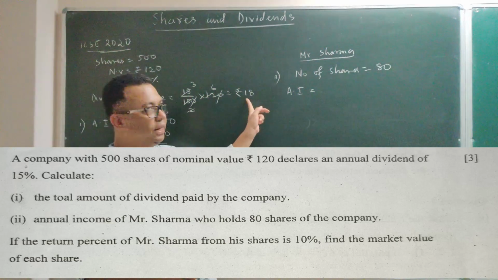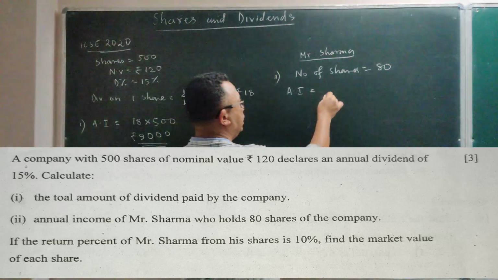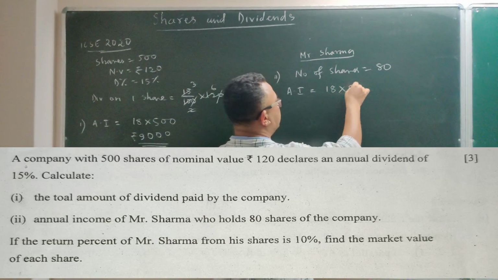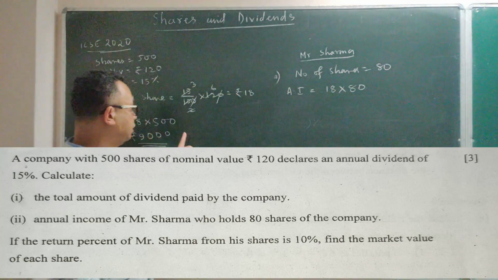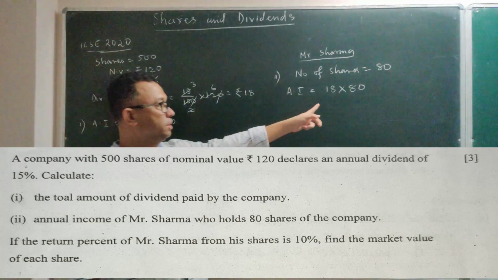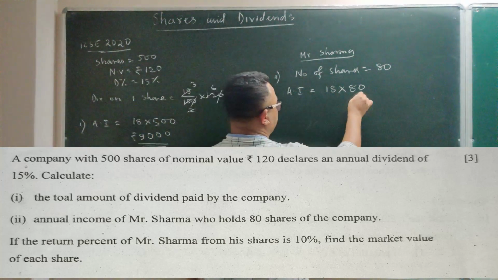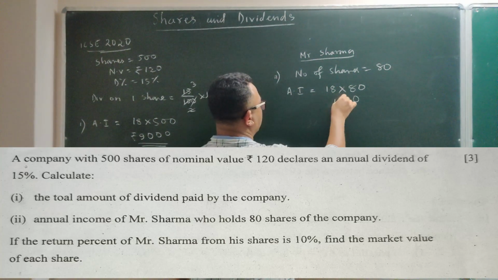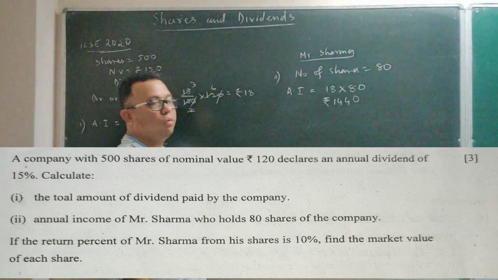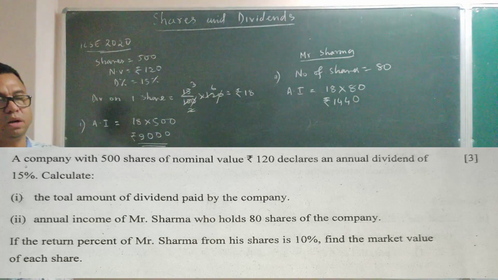So even Mr. Sharma is getting the same dividend on one share. So dividend on one share is 18 rupees and Mr. Sharma has 80 shares. Here this was the total share of the company, but Mr. Sharma had only 80 shares. So I'll multiply 80 with 18. So as I multiply, there you are, 1,440 rupees is the annual income or the total dividend of Mr. Sharma.